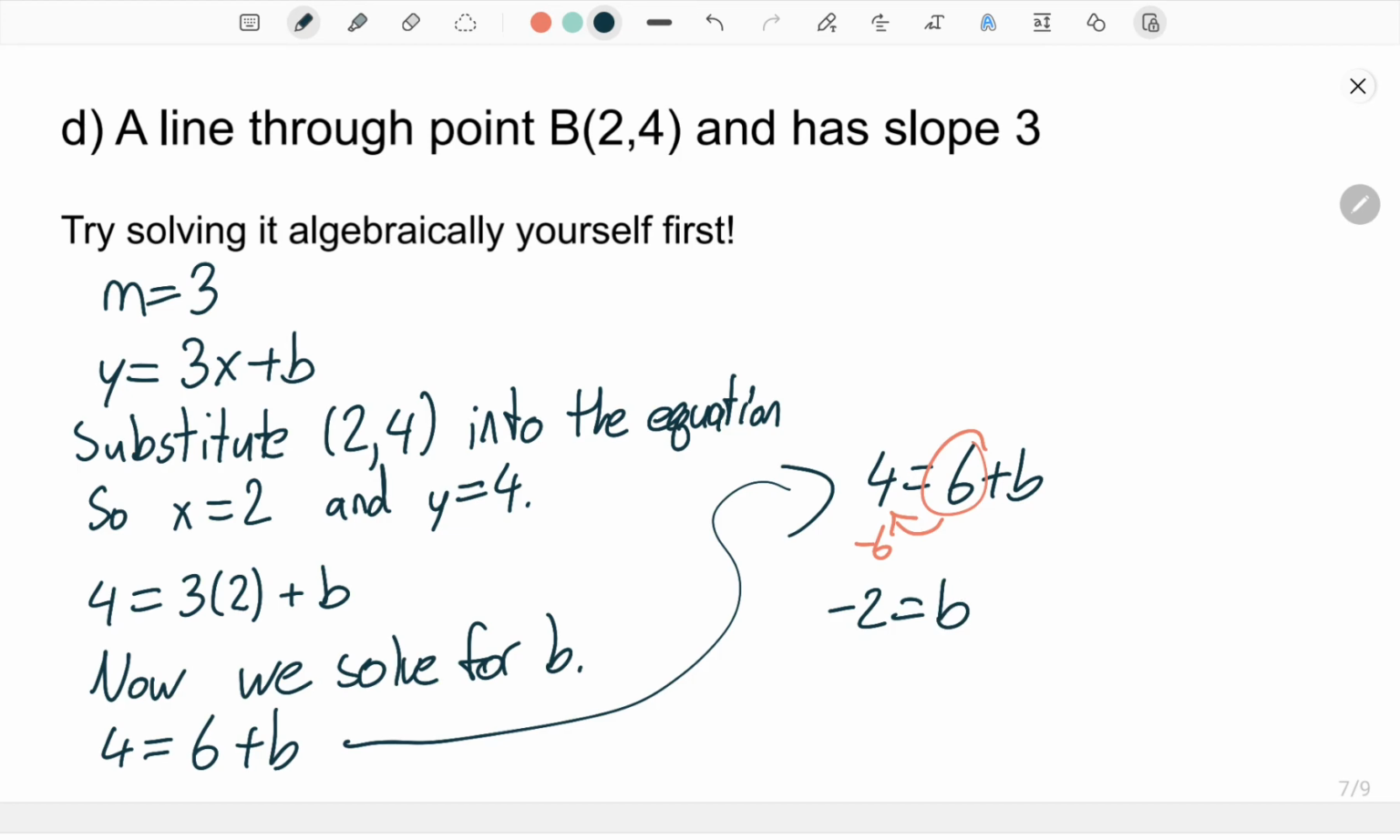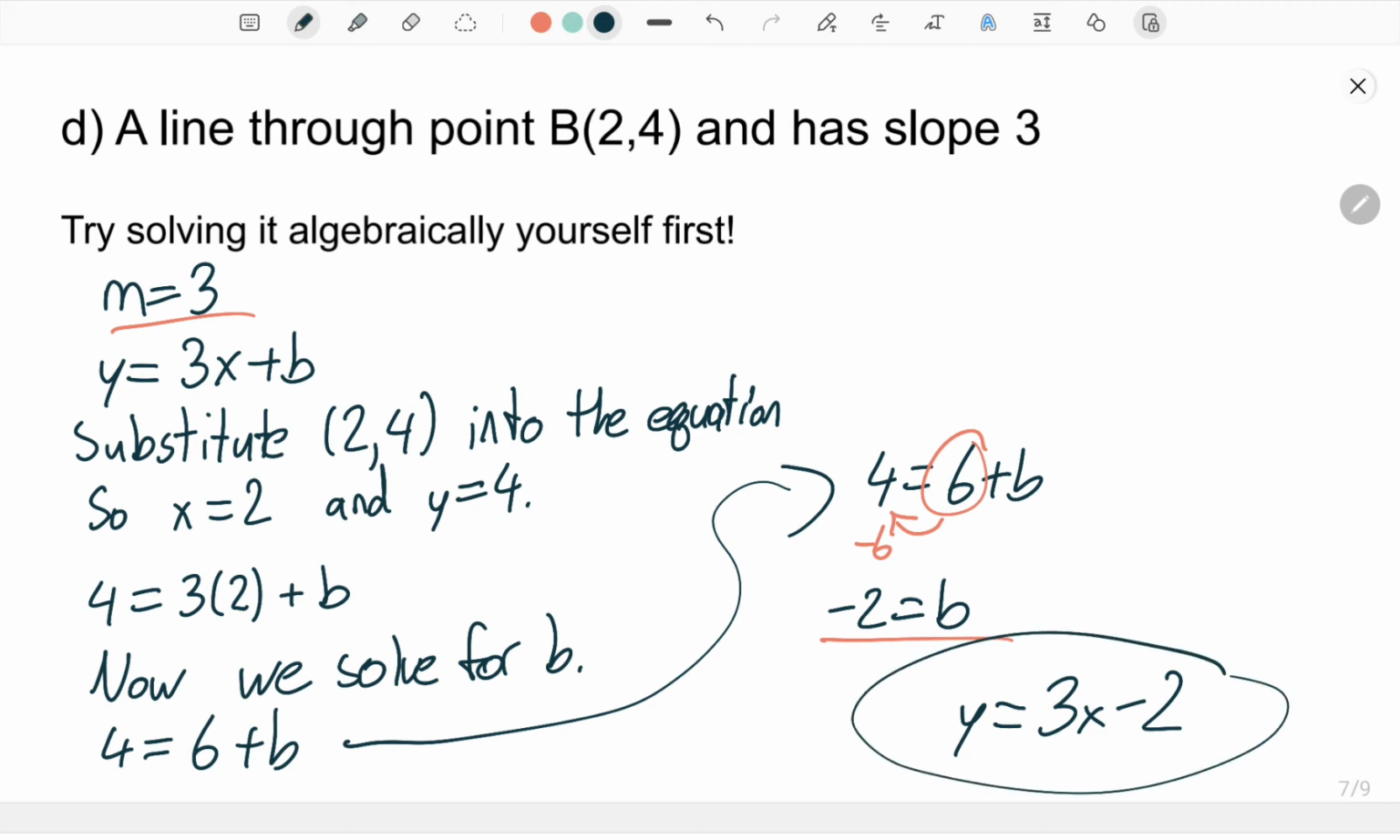All right, so there we have our value for b, we have our value for m. Combining the two together, you're going to get y is equal to 3x minus 2. So we get a minus 2 there at the end. And that is our equation of the line. All right, so given a point, given a slope, we now have a method to always give us the equation of the line.